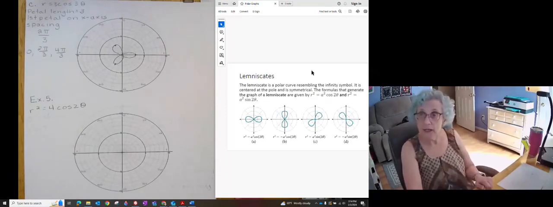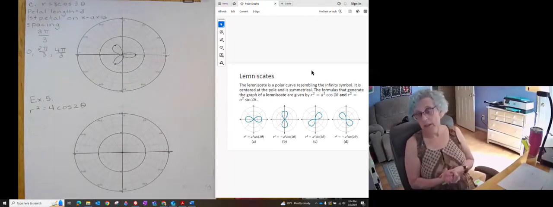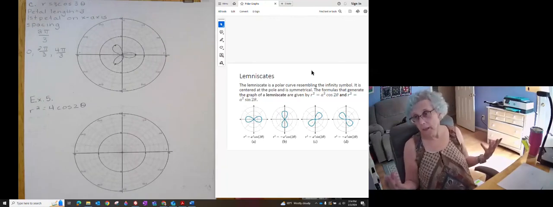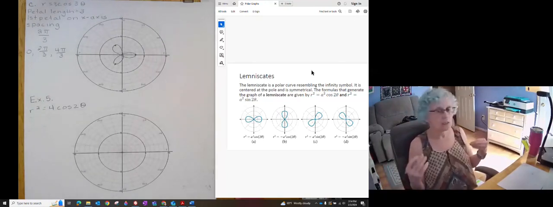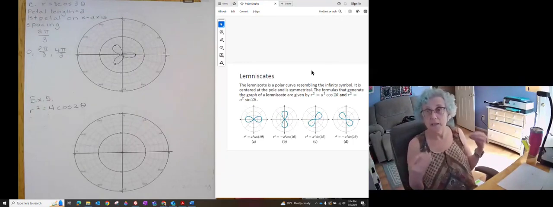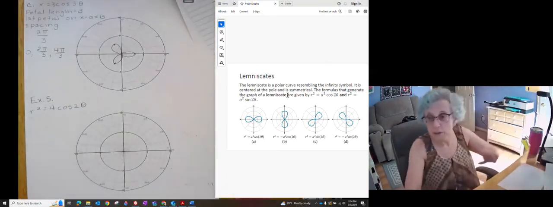Next and final polar graph we're going to talk about are lemniscates. They look like infinities. And they are the ones that have r squared in them. So we have basic ideas of what our different things look like. I'm going to find my first page.